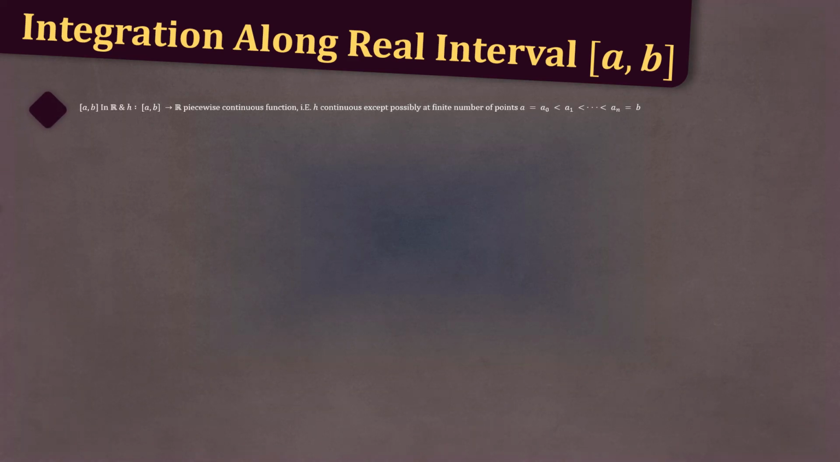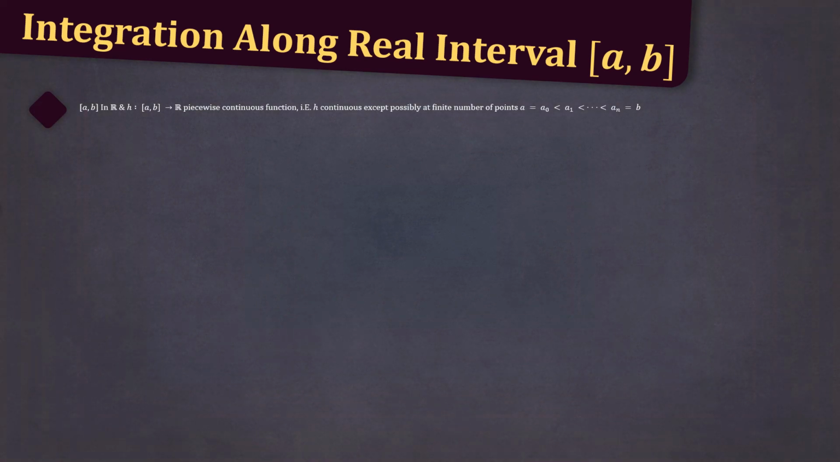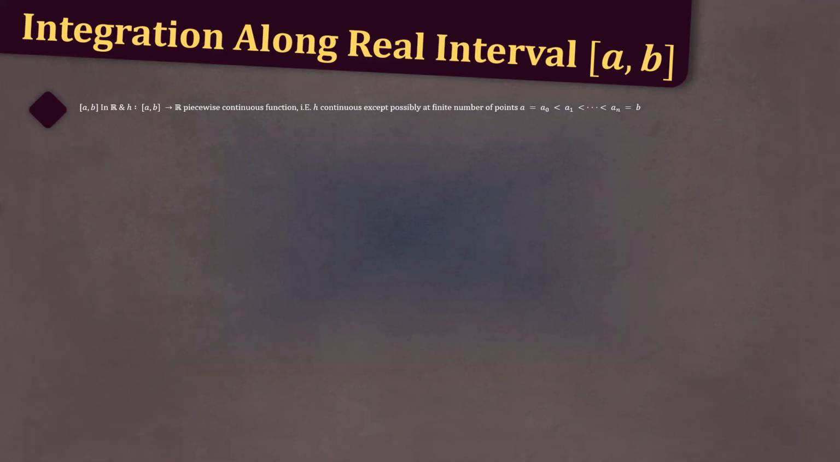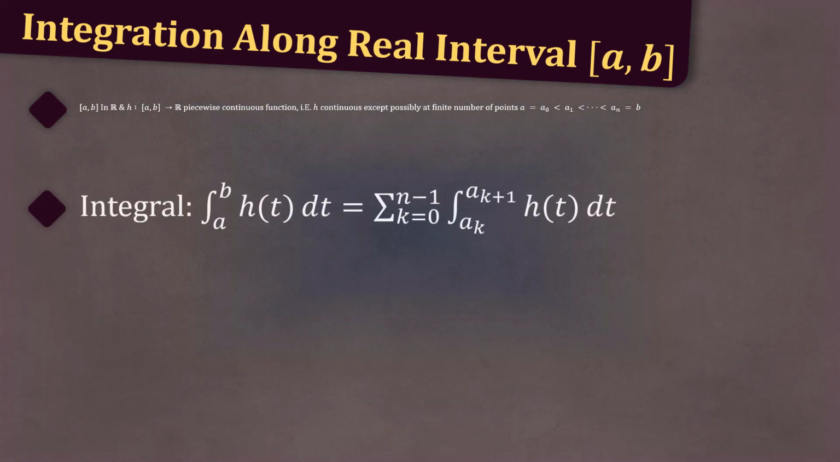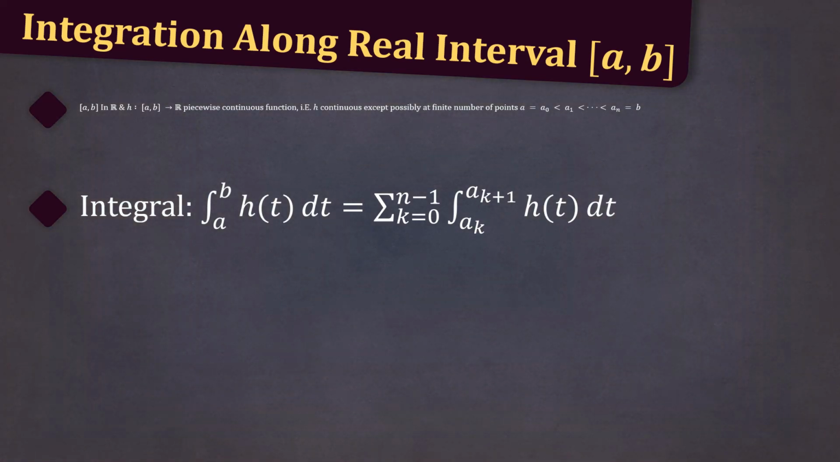Let [a, b] be a closed interval in R, and let h be a function from [a, b] to the real numbers which is piecewise continuous, i.e. h is continuous except at a finite number of points a0 to an. Then we define the integral from a to b of h(t) dt as the sum from k equals 0 to n minus 1 of the integral from a_k to a_(k+1) of h(t) dt.